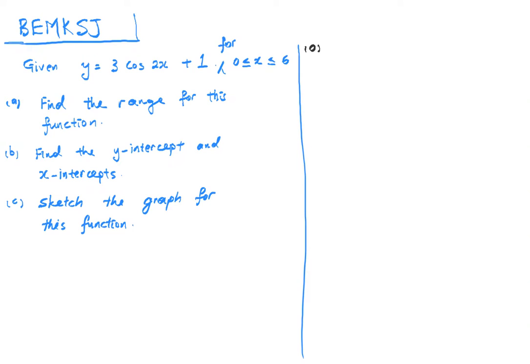I know that cos of the angle 2x, for whatever value I put in, highest is 1. Lowest is -1. So my y is 3 cos 2x, correct? So I times the whole inequality by 3.